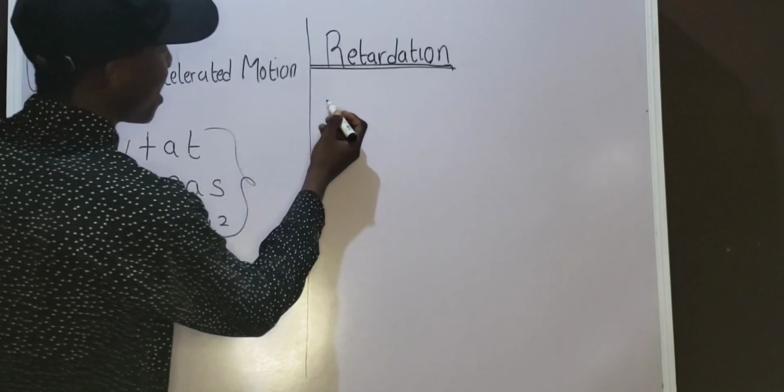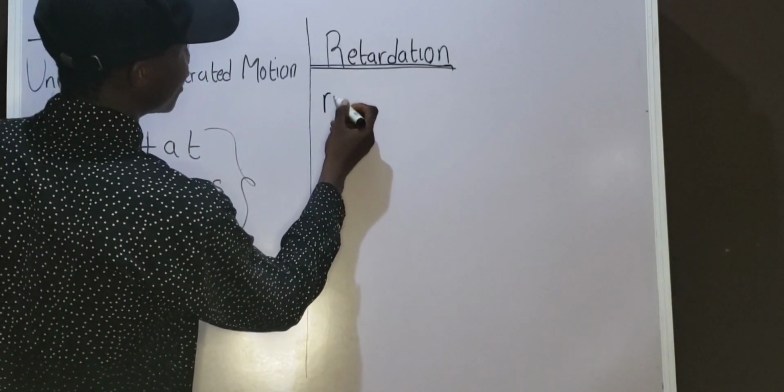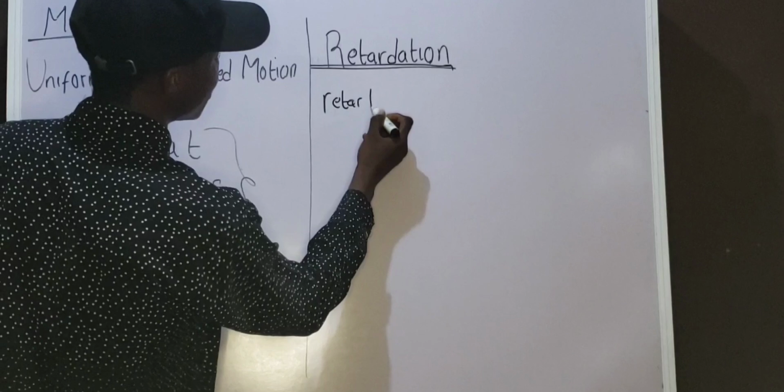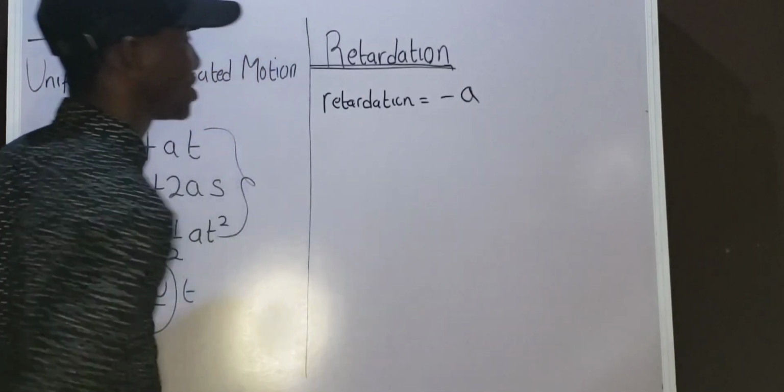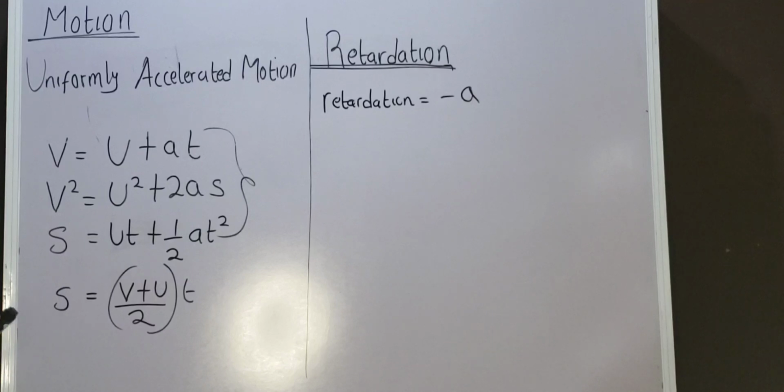So for this, this is retardation. Retardation is equal to what? Negative acceleration. Do you understand? So you are going to see how we apply all these basic concepts in physics by the time we start solving questions. Okay, now let's talk about free fall.